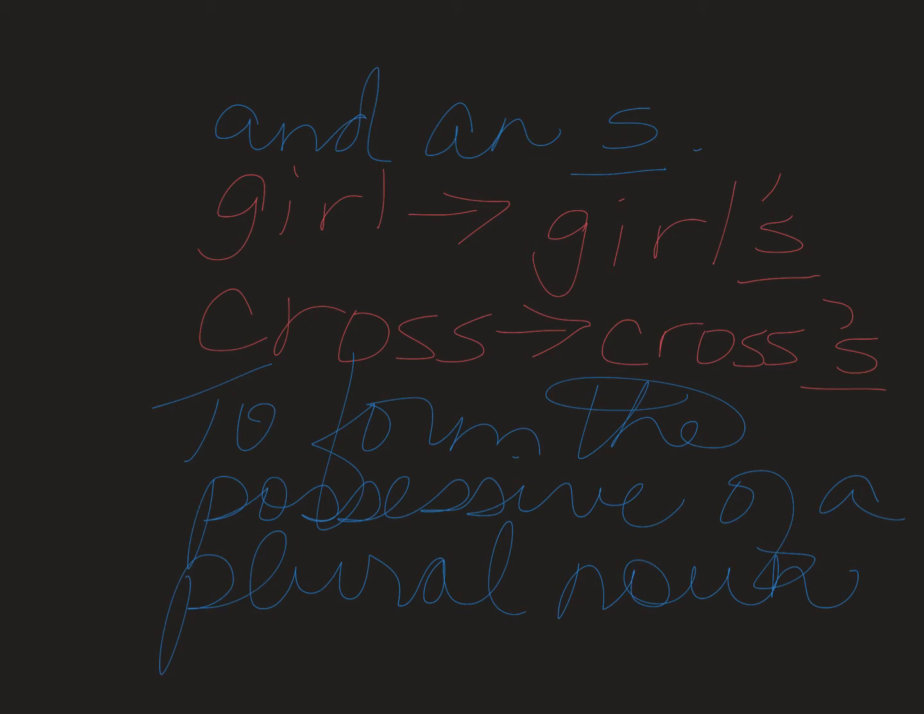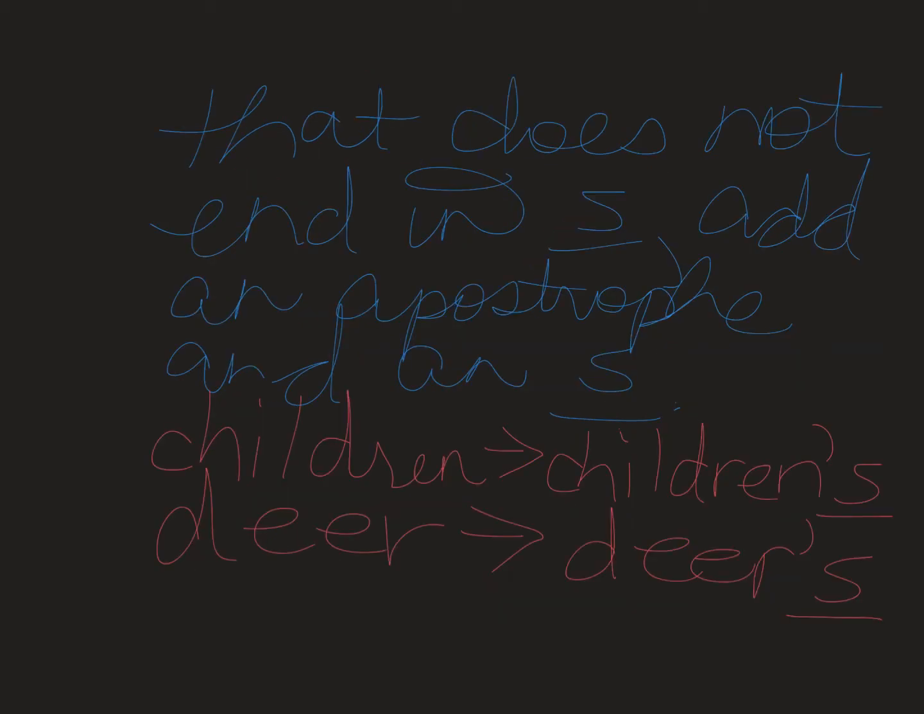All right, then to form the possessive of a plural noun that does not end in S, you add an apostrophe and an S as well. Children, no S on the end, so even though it's plural, we add an apostrophe and an S. Children's. And deer, this could be singular or plural, but here we're saying it's plural. Deer, more than one deer, you add an apostrophe S to deer's.